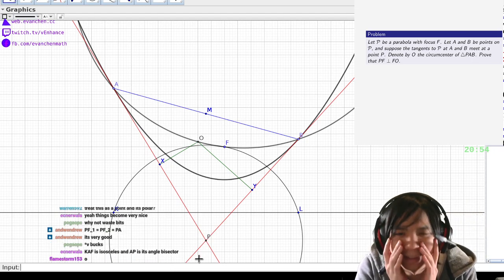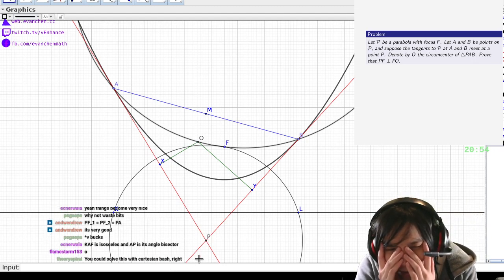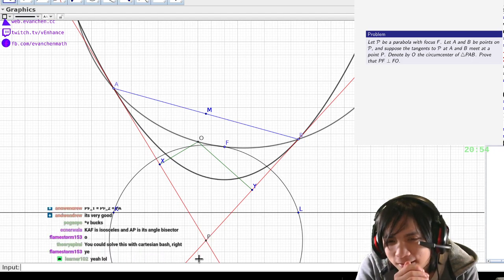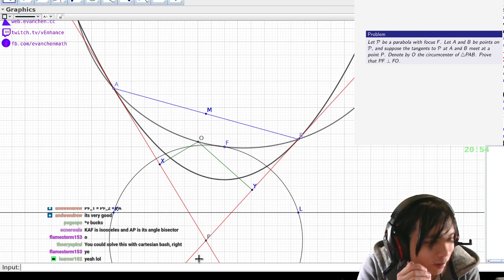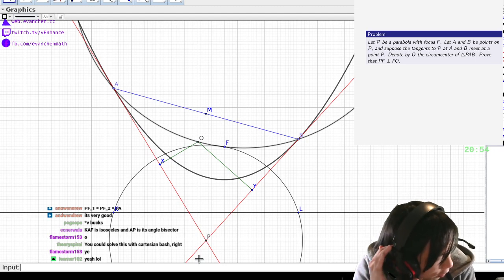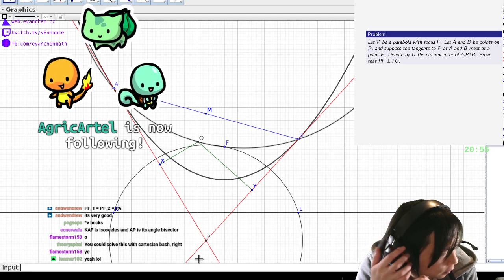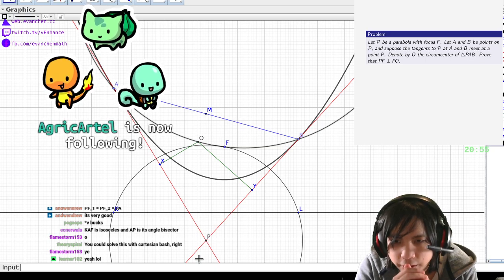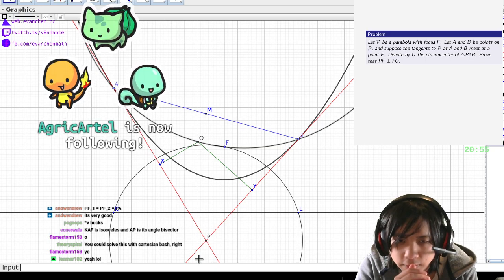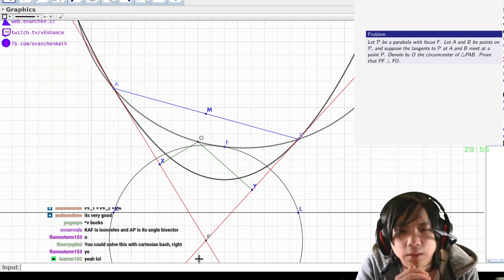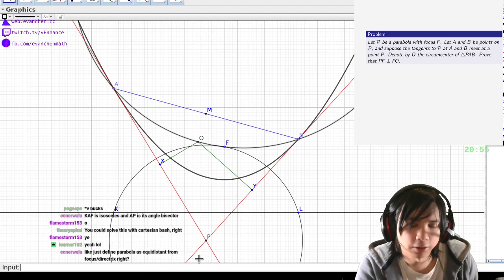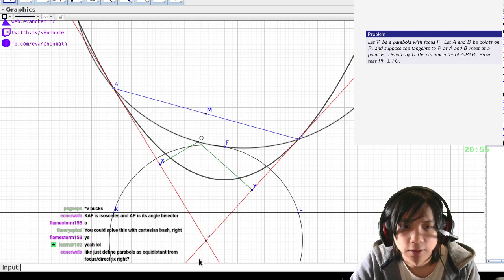Wait, okay, so why is any of this true? What just happened? What is this? Yeah, yeah, I know I can Cartesian bash. Okay, so KAF is isosceles, and AX is the angle bisector. I see, okay, that's how you encode the parabola. Okay, that's fine.